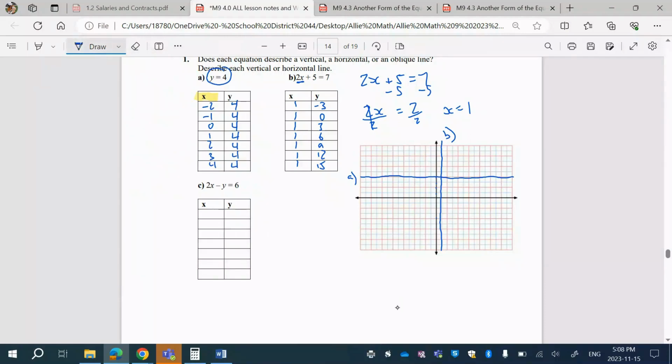For this one, we have both x and y, so we know it's going to be a sloped or oblique linear equation. And I think it's best to start with putting zeros in each of these to solve for the other one. So if we do, for example, let's put a 0 here. 2 times 0, subtract y equals 6. We essentially get negative y equals 6.